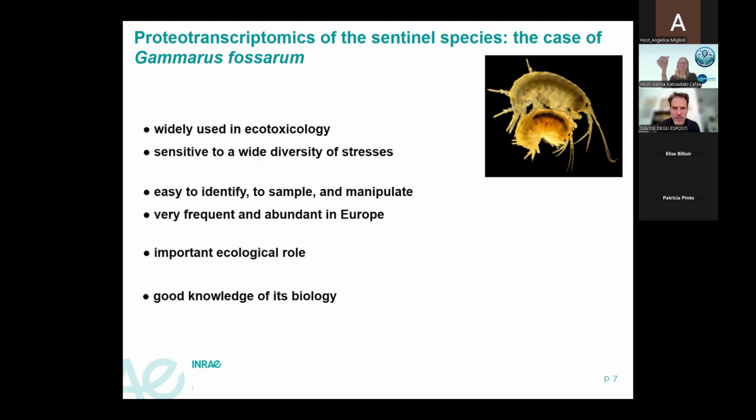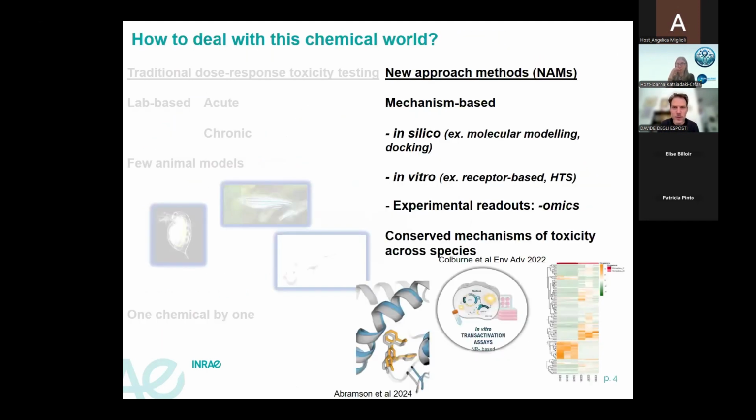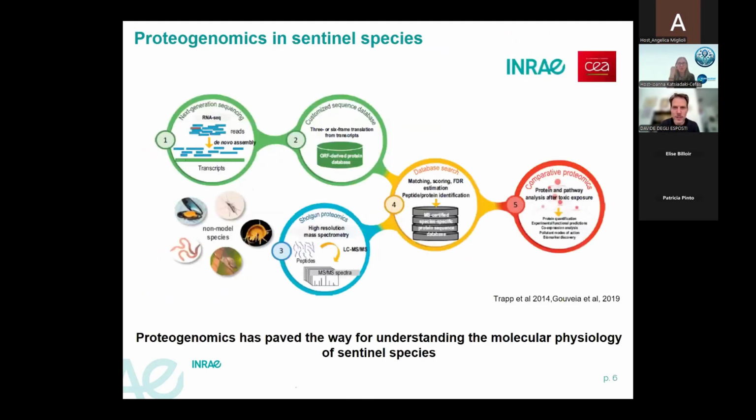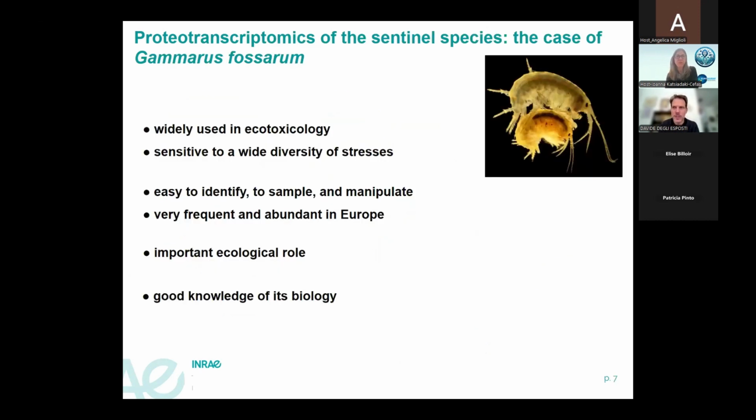And this has been done by our lab in collaboration with the colleagues from the Centre of Énergie Atomique in the south of France, on our favorite crustacean, Gammarus fossarum.